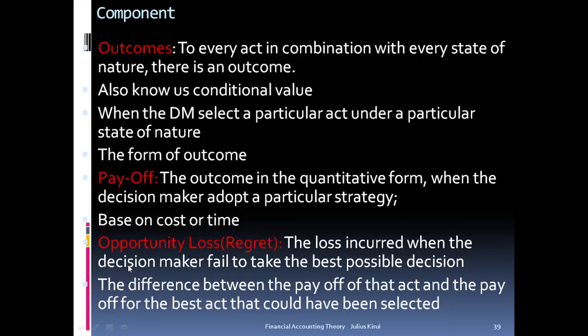Number 2 outcome is opportunity loss, regret. The loss incurred when the decision maker failed to make the best possible decision. So opportunity loss is actually the difference between the actual payoff of the act and the payoff for the best act that could have been selected. Assuming the payoff is 10 and the best act that could have been selected is 15, the difference between 10 and 15 is what you call opportunity loss. So you're losing 5 because you selected 10 instead of 15.